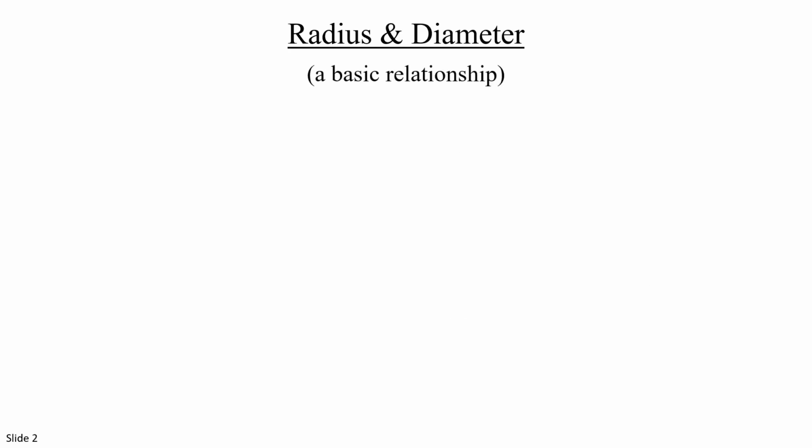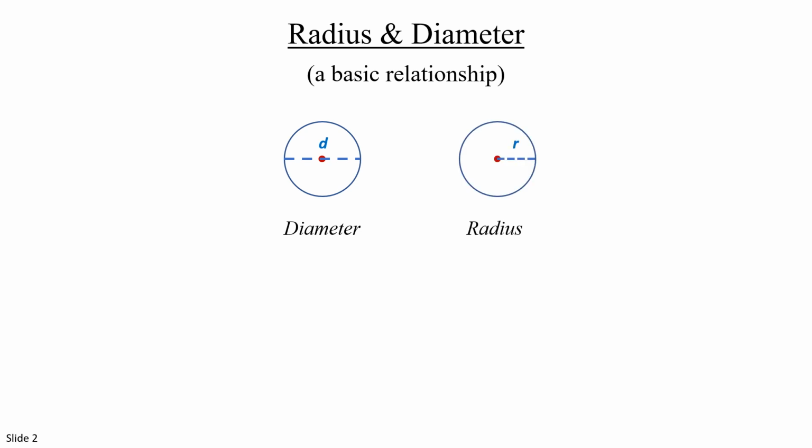Radius and diameter, a basic relationship. Diameter goes all the way through the center from side to side, and the radius goes from the center to the side. Oh, wow. 2 radiuses make a diameter. So the diameter is 2 radiuses, 2 times r. D for diameter equals 2 times r. Or r is diameter divided by 2, depending on where you're starting and where you're going.